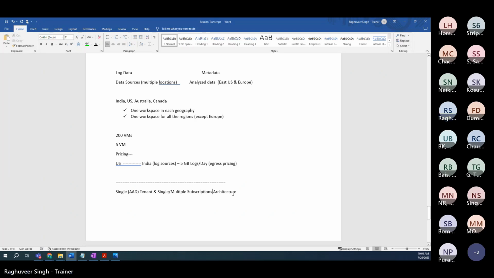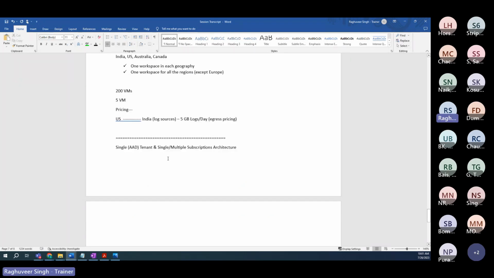This was the decision that, okay, we are creating one workspace, multiple workspaces. But now let's complicate it a bit further. Let's imagine that your customer has multiple Azure AD tenants and a multiple subscription environment. If you have a single Azure AD tenant and one or two subscriptions, we are okay. We can move on to the next step in the decision tree.